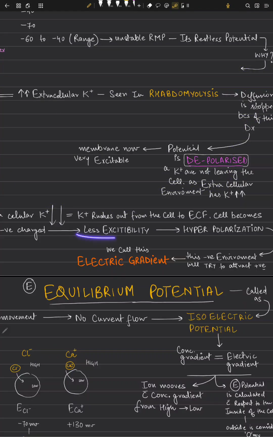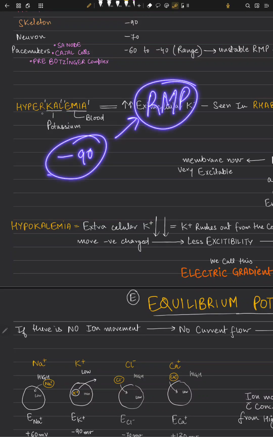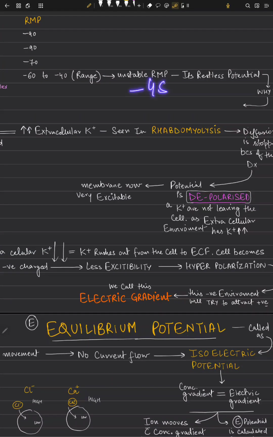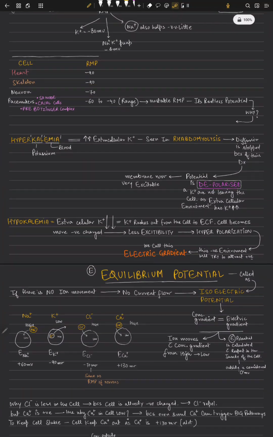So that's why we say it's less excitable, because you need a lot of cations now. But here in rhabdomyolysis, you don't need a lot of ions, because your cell, which was at minus 90, now has a new RMP because of the hyperkalemia, maybe minus 45. So even a little cation can excite this cell. So that's why the cells are more excitable now. Cool, now we understand this.